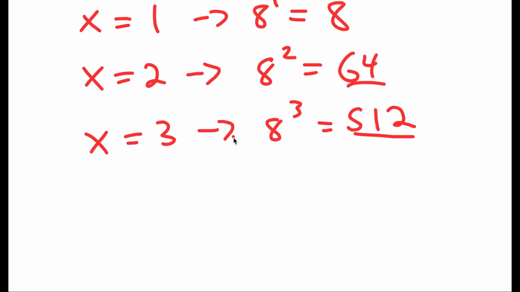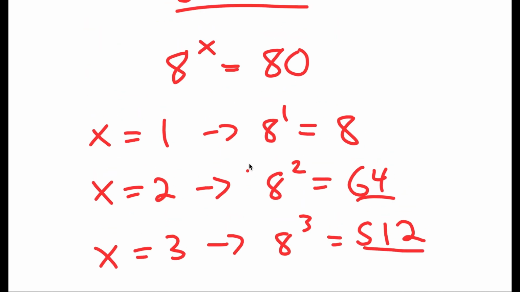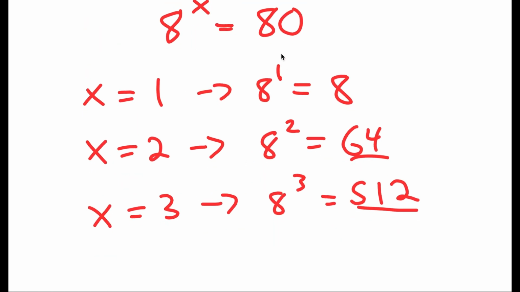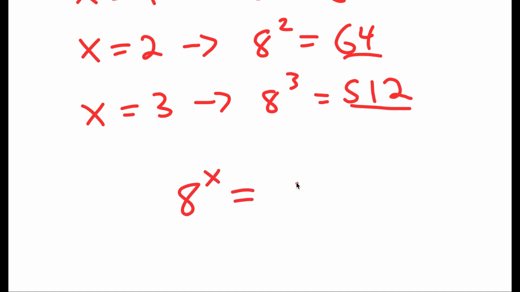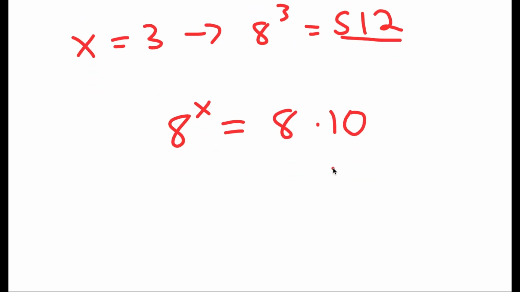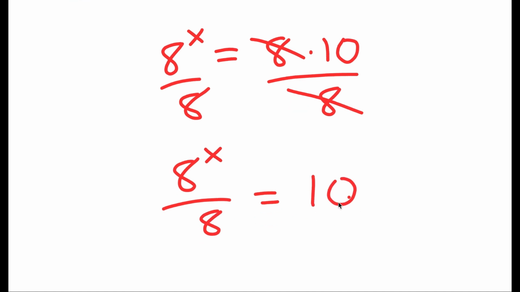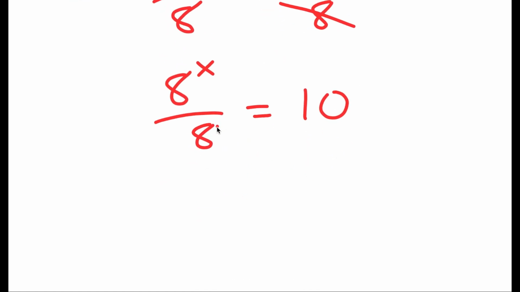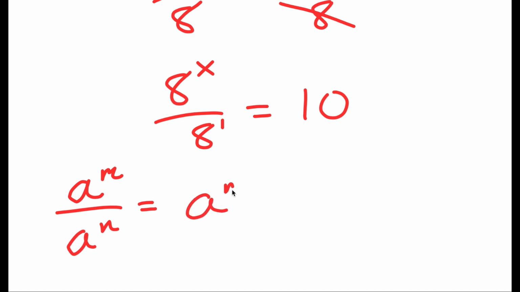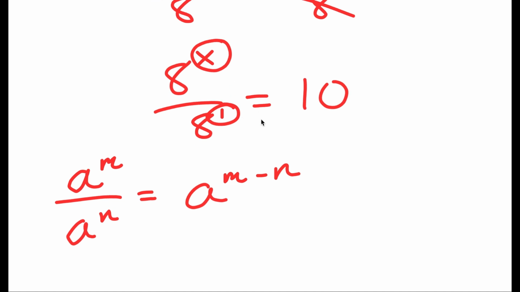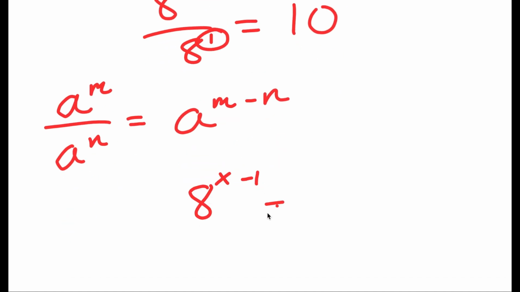So now to actually solve this, I'm going to start by rewriting this as 8 to the power of x is equal to 8 times 10. And now I'm going to divide both sides by 8. So I have 8 to the power of x over 8 is equal to 10. Now from here, 8 is the same thing as 8 to the power of 1. And if I have something in the form a to the power of m over a to the power of n, this is equal to a to the power of m minus n. So these two exponents subtract, and I get 8 to the power of x minus 1 is equal to 10.